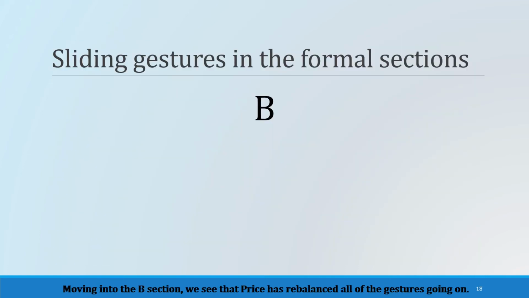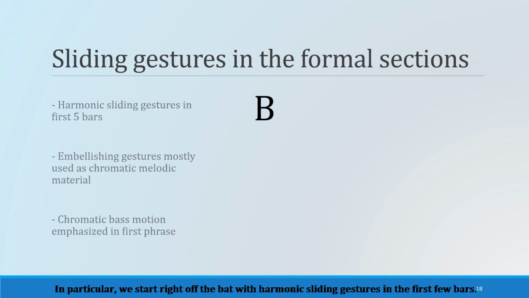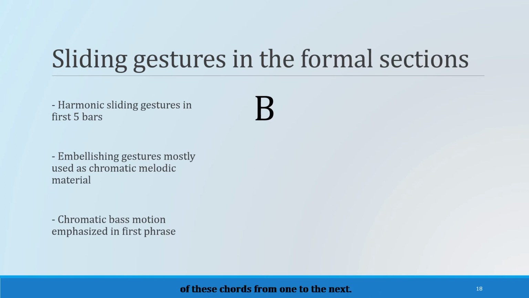Moving into the B section, we see that Price has really rebalanced all of the gestures going on. In particular, we start right off the bat with harmonic sliding gestures in the first few bars. Embellishing gestures throughout are mostly reserved for the melody and tend to be more of a melodic line of single notes rather than, like we saw in the A section, all of these sort of chords from one to the next.